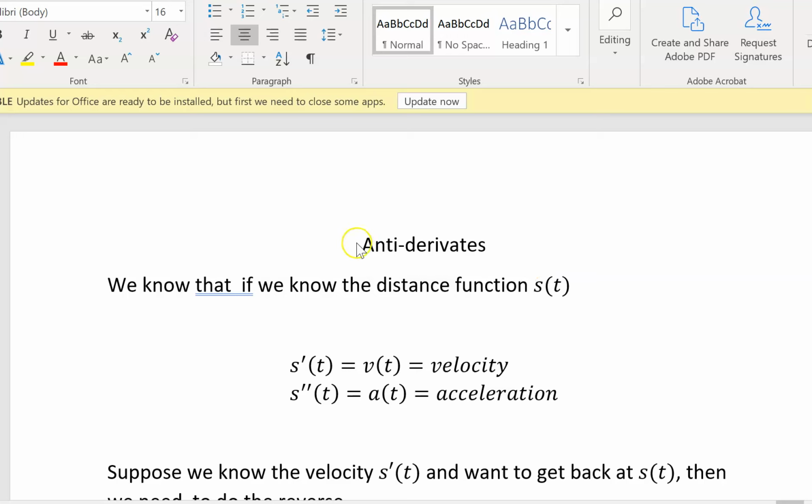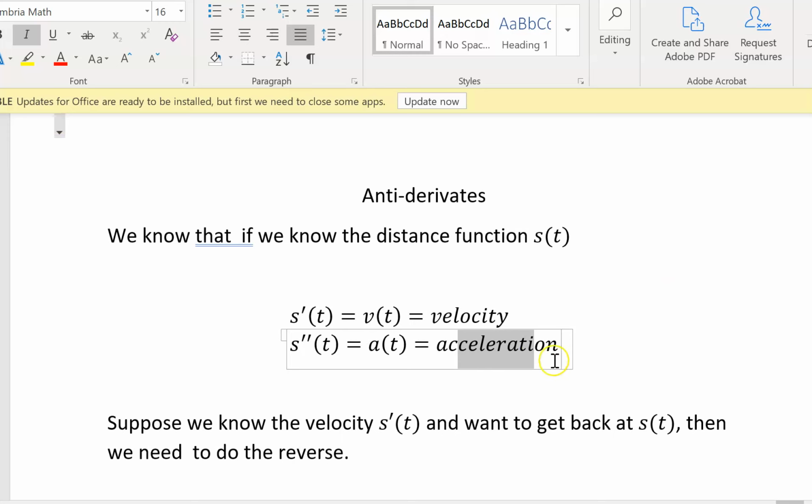So this is my introductory video on antiderivative. So what's an antiderivative? We know that if we have the distance function and differentiate it once, we get velocity. If we differentiate it twice, we get acceleration. So we know how to go from distance to velocity to acceleration.